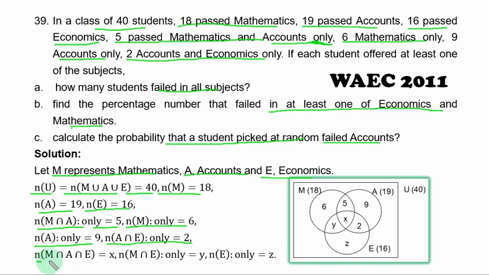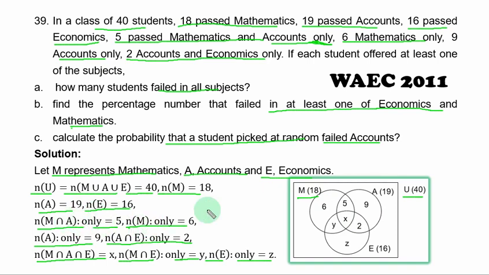Let us denote that number S. Already we have mathematics only, we have mathematics and accounts only. So let's get mathematics and economics only to be Y. Then economics only to be Z. Because we have this and this, we need the third one. So you draw the diagram with the 3 subsets. This is the universal set. So this is the subset for mathematics. The intersection is S of the 3 subjects.